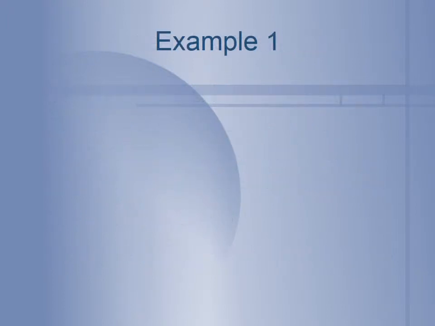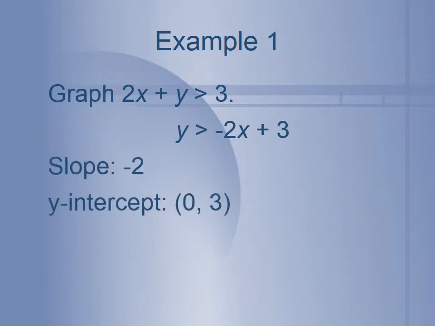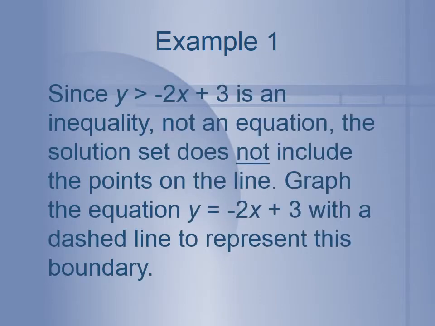All right, so let's look at an example. Let's say we want to graph 2x plus y is greater than 3. The first thing we have to do is to put it into slope-intercept form. So we subtract 2x from both sides, and so we get y is greater than negative 2x plus 3, which is great because now we know our slope is negative 2 and our y-intercept is (0, 3). We know how to graph that line. We know how to graph, if this was a linear equation, how to graph that.